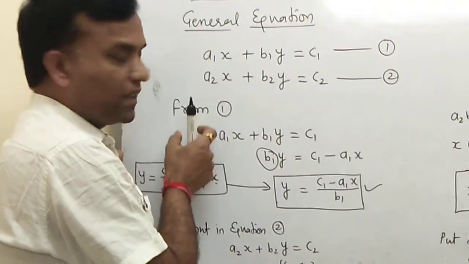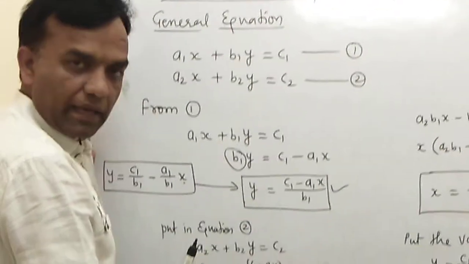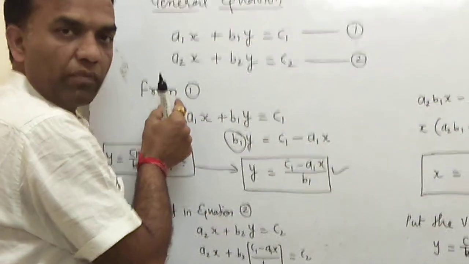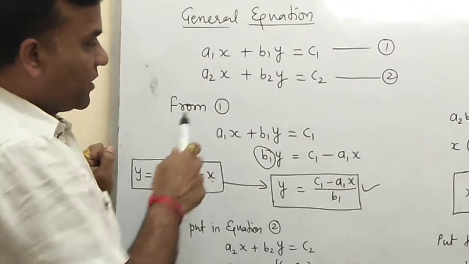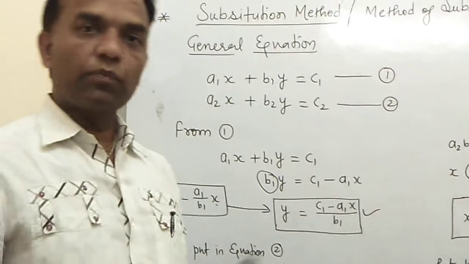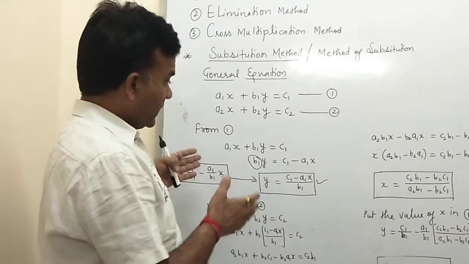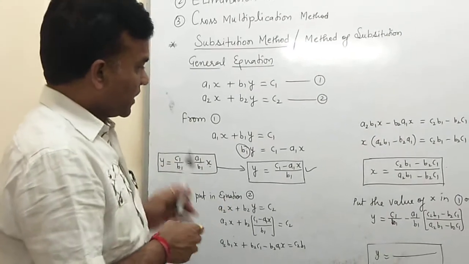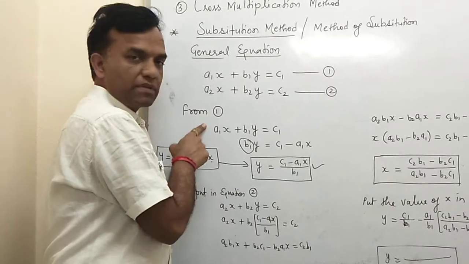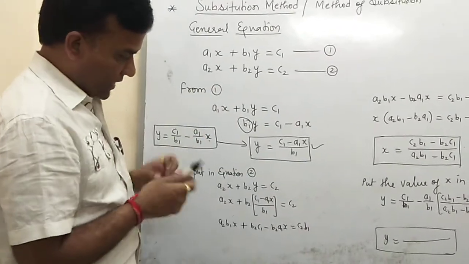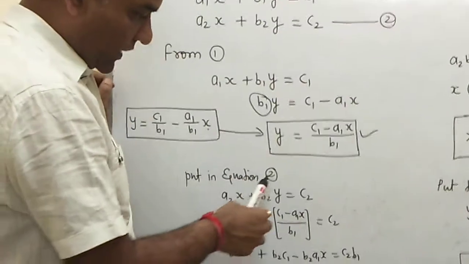Now if you take equation 1, then the value of y you put in equation 2. If you consider the first equation and put the value in the first equation itself, that is not possible because your answer will be 0 there. So if you take the first equation, always put the value in the second, or if you take the second equation, then you put it in the first. You take the alternate equation. So now put the value of y in equation 2.